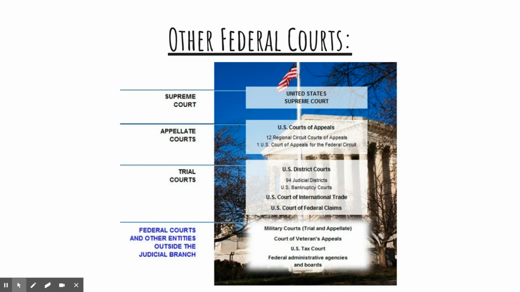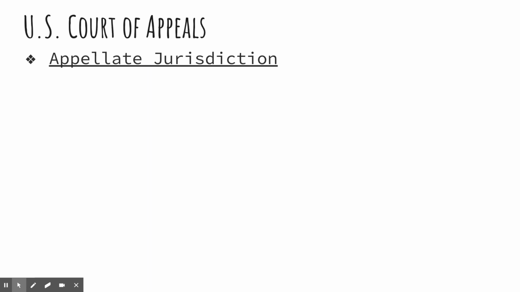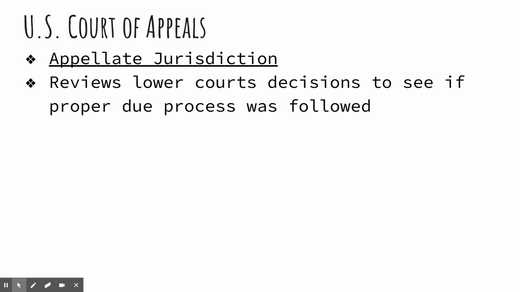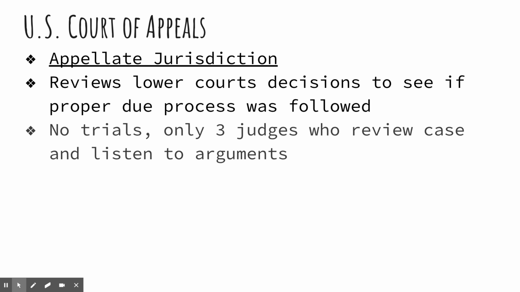So again, other federal courts, we have the U.S. Court of Appeals. Here, the U.S. Court of Appeals only has appellate jurisdiction, which means they only review lower court decisions to see if proper due process was followed. Remember, the U.S. Court of Appeals, these are not trial courts, and only 3 judges sit on the Court of Appeals, or each of the districts, and they review cases and listen to the arguments. So they sit in panels of 3 judges.